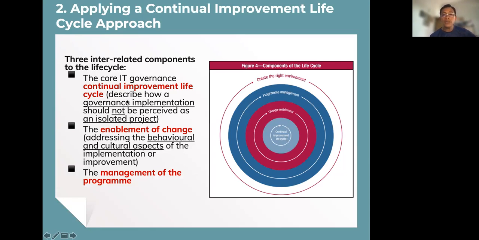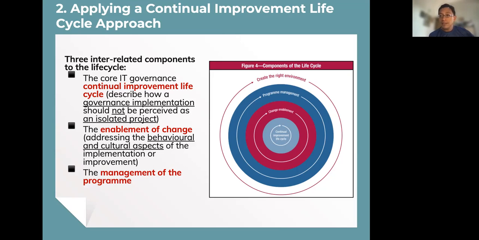This describes how a governance implementation should not be perceived as an isolated project. It is an integrated project, and needs to be supported by all the participants within the company or organization. And then the second layer, the red one, is the enablement of change, addressing the behavioral and cultural aspects of the implementation and also the improvement. Remember, enablement means the organization changes, not the IT changes that we previously discussed. IT changes are the more technical level changes, but here it is organization change.